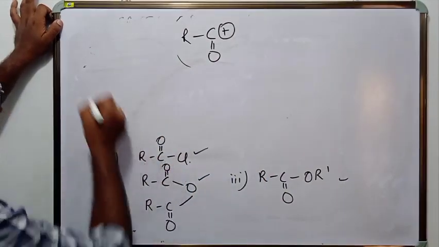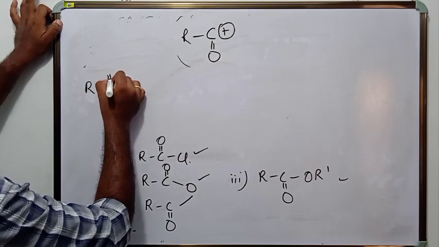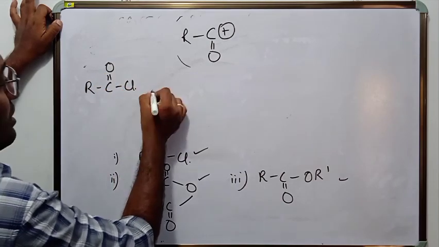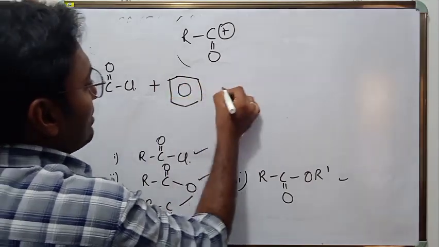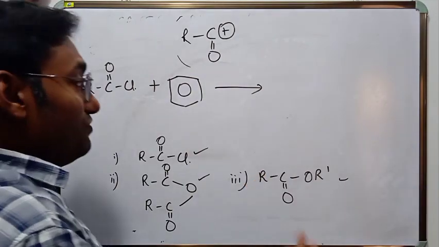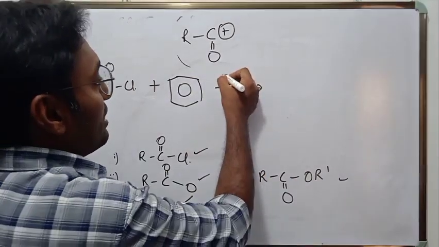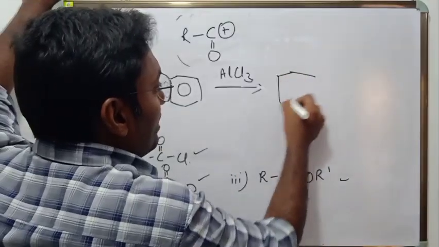Here I am using the first one, that is, acid chloride. You can use an acid chloride and react it with benzene in the presence of any Lewis acid catalyst. It can be FeCl3 or AlCl3. Here I am using AlCl3.